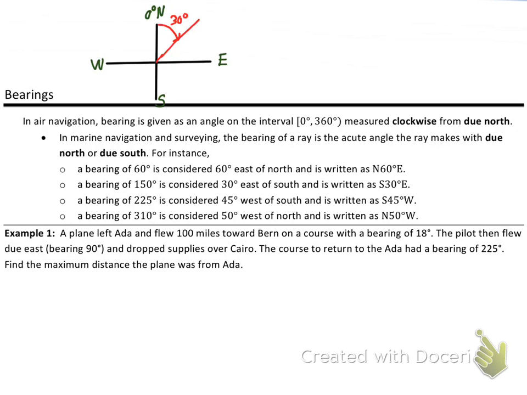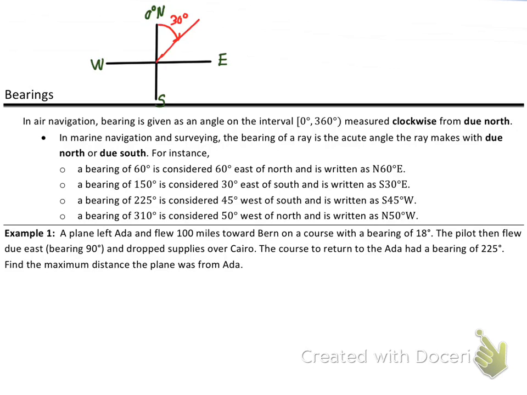I don't think anyone says 360, that's why we put a parenthesis here, because you would just say I'm going north or 0 degrees. So a bearing of 60 degrees is considered 60 degrees east of north and is written as north 60 degrees east. So basically you're going northeast.